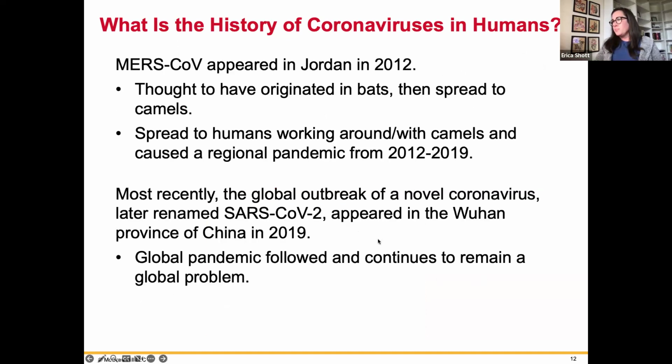MERS appeared in Jordan. Yes, so it did come from camels. It originated in bats, is what we thought, and then spread to camels. Humans who were working with camels caused a regional epidemic from 2012 to 2019. And then most recently, we saw SARS-CoV-2 appearing in Wuhan, in the province of China, in 2019. And this became a global pandemic because this virus evolved mechanisms to be transmitted from person to person quite easily.